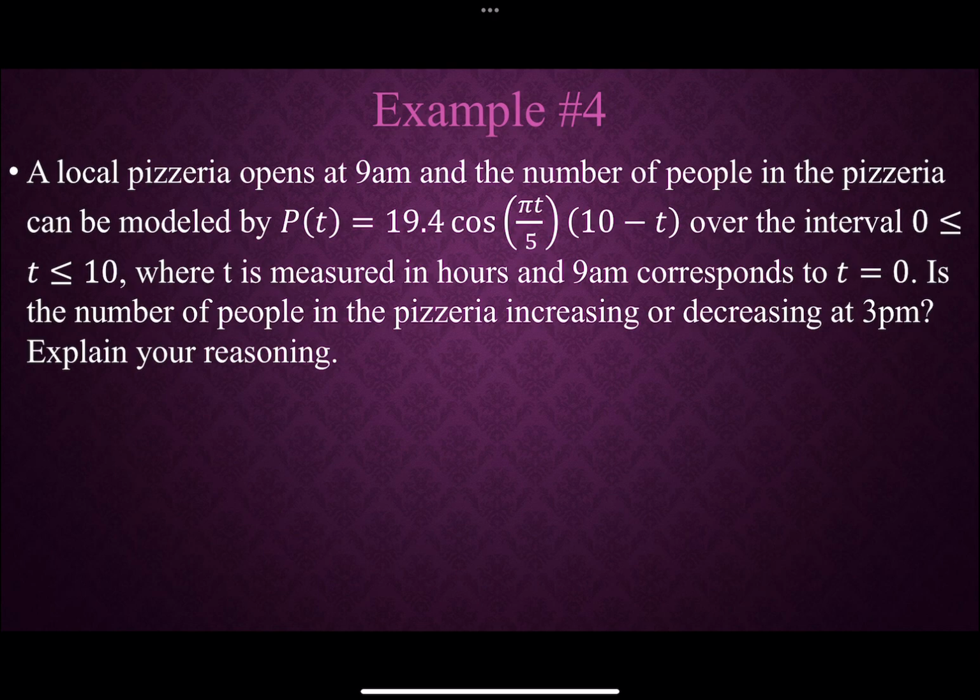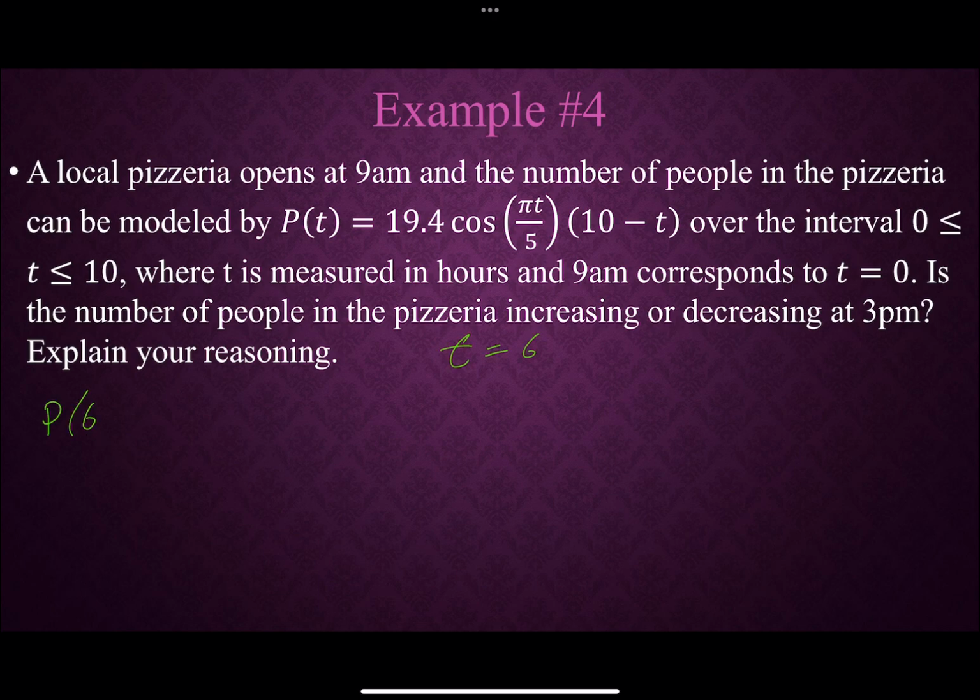Local pizzeria opens at 9 a.m. The number of people in the pizzeria can be modeled by P of t. It's this lovely function over the interval from 0 to 10. T is measured in hours. 9 a.m. corresponds to t equals 0 when they open. Is the number of people in the pizzeria increasing or decreasing at 3 p.m.? So 3 p.m. is 6 hours later, so we want to talk about when t is 6.